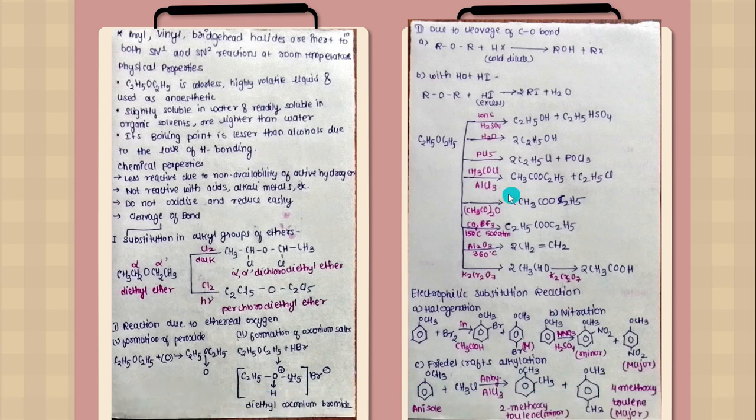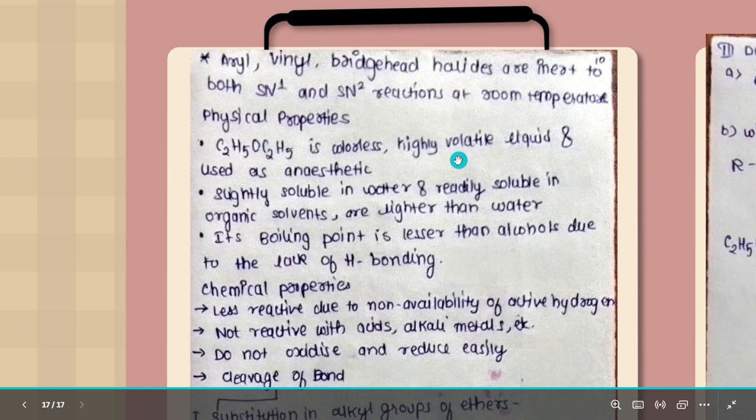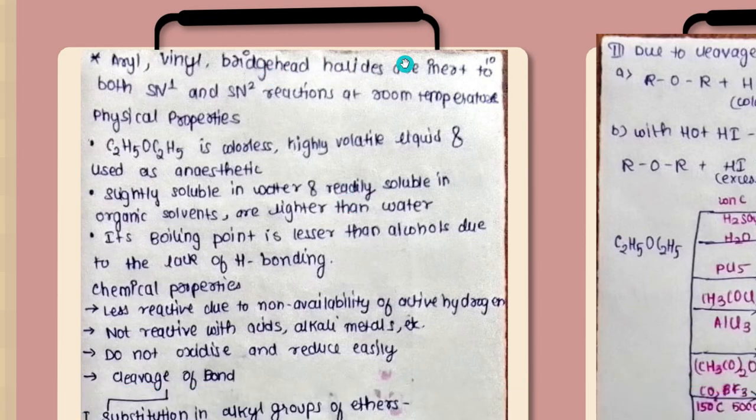Now coming to aryl and vinyl halides. Aryl, vinyl and bridgehead halides are inert to both SN1 and SN2 reactions at room temperature. We know what aryl and vinyl halides are. Aryl halides are those directly connected to the benzene ring. Vinyl halides are those where the halide is directly connected to one of the carbon atoms of a carbon-carbon double bond. So all these groups are inert to both SN1 and SN2 reactions at room temperature.